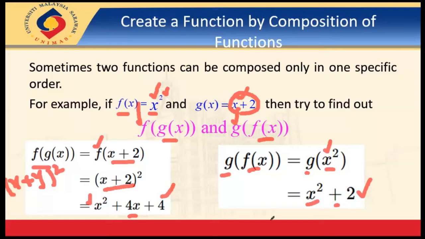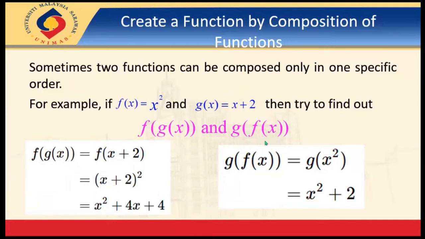Now you see the output of this is not equal to the output of the other one. So it means f of g of x is not equal to g of f of x. It is not equal when you change the order of the inner function and the outer function. I hope it is clear. Go next.